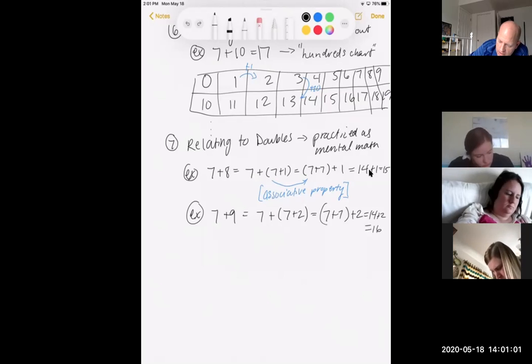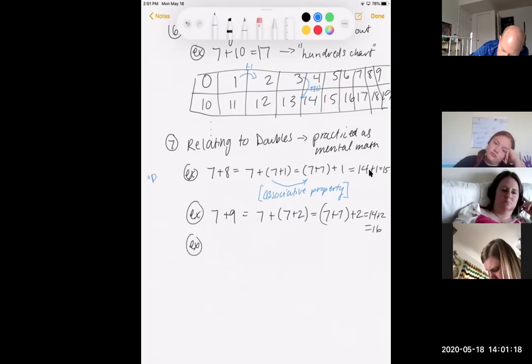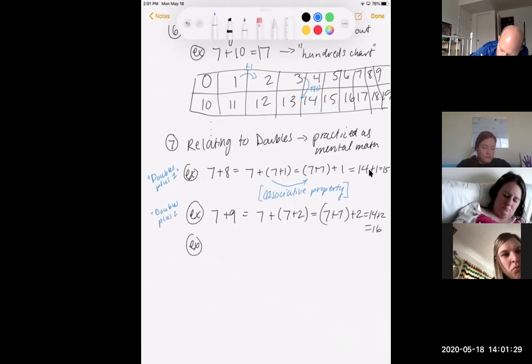If you want to do 7 plus 9, that's doubles plus 2. Sometimes they'll have things called doubles plus 1, and these ones are called doubles plus 2. That's the name of these facts.